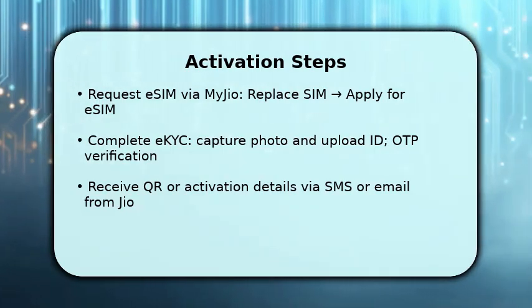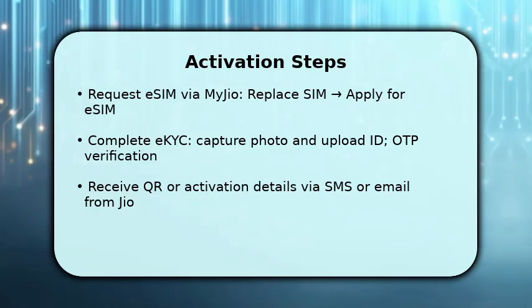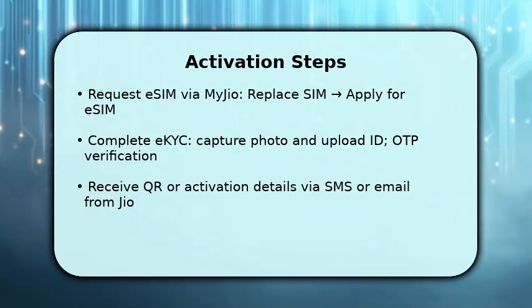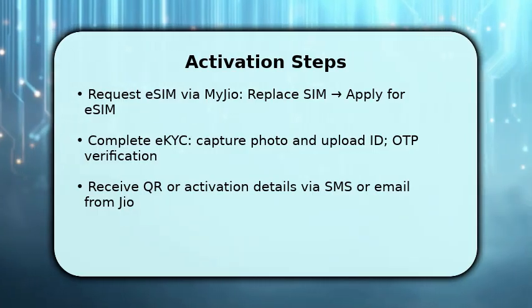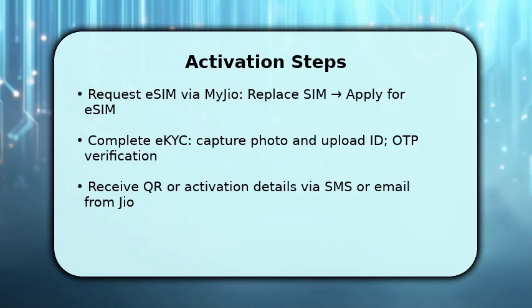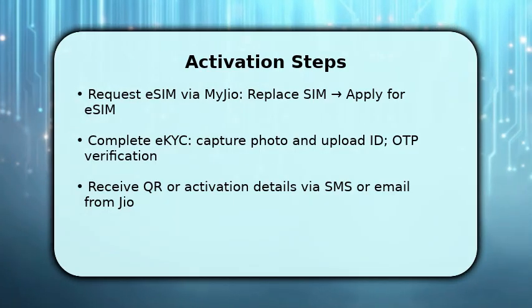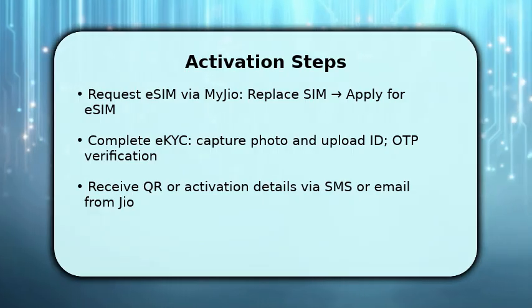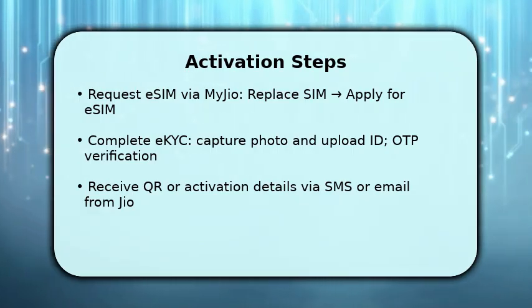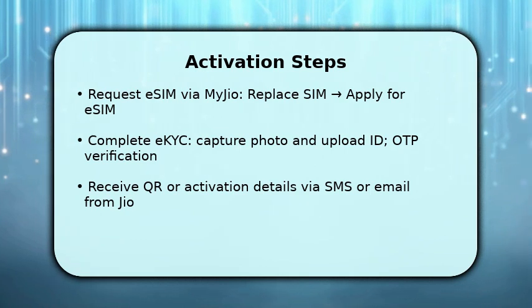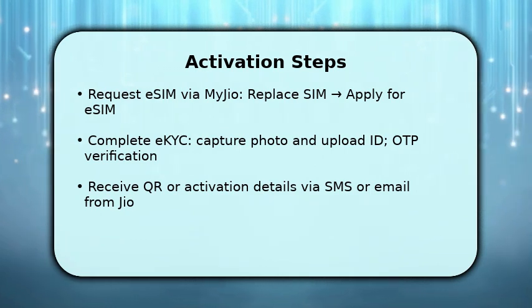After submitting the request, complete the eKYC flow by taking a clear selfie and uploading your ID. You'll receive an OTP to confirm the number, so keep your SIM active. Once Geo approves, they push an activation QR code or an in-app download link. This is how your device gets the eSIM profile. Make sure you note any activation window indicated, because profiles can expire after a set time.